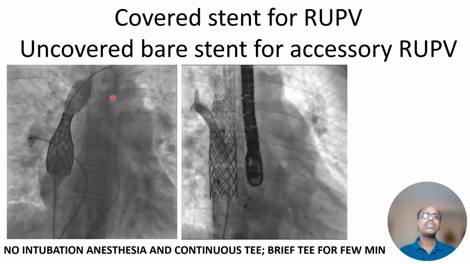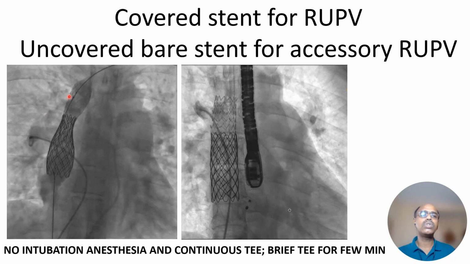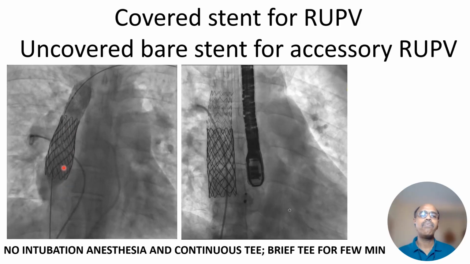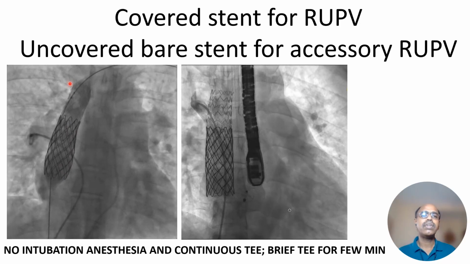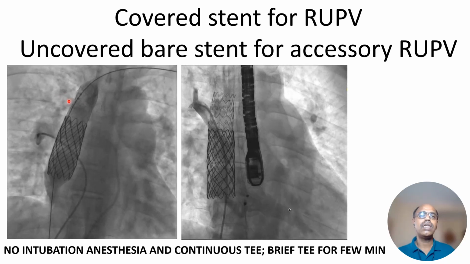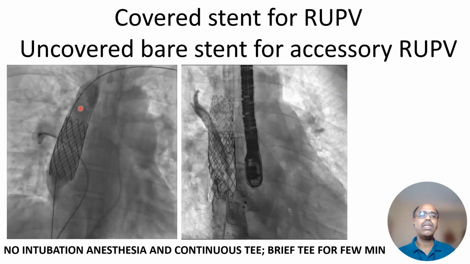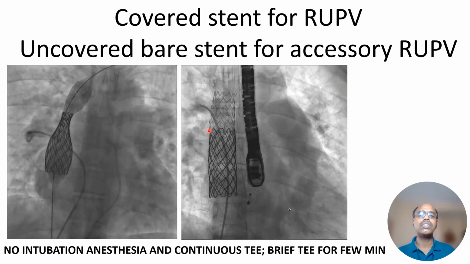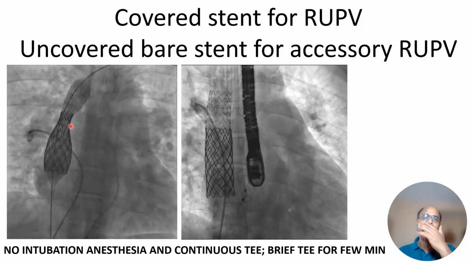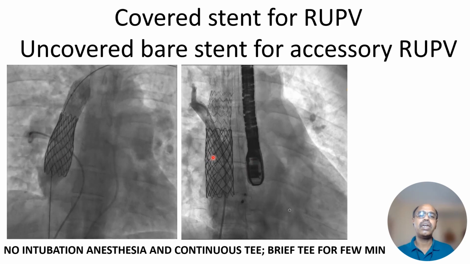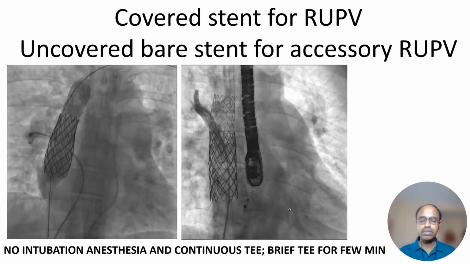We close this patient's ASD with two stents. There is a bare stent at the top and a covered stent at the bottom. Both are inflated simultaneously. You position the bare stent in such a way that it will drain the additional pulmonary vein inside the superior vena cava, as shown in this image, and the covered stent across the main right upper pulmonary vein so that the right upper pulmonary vein is redirected towards the left atrium.